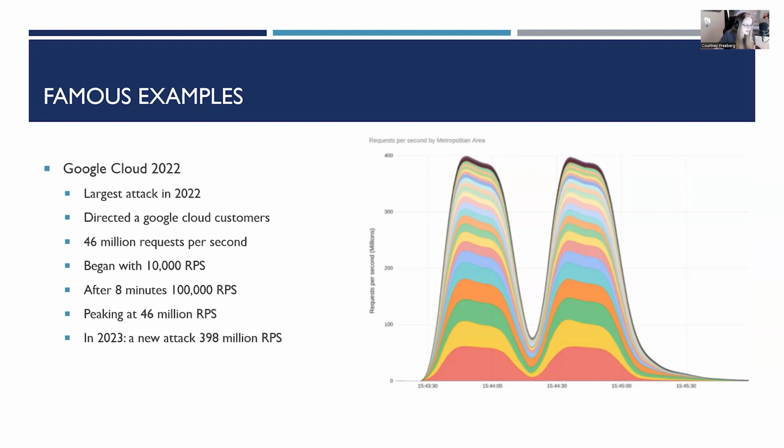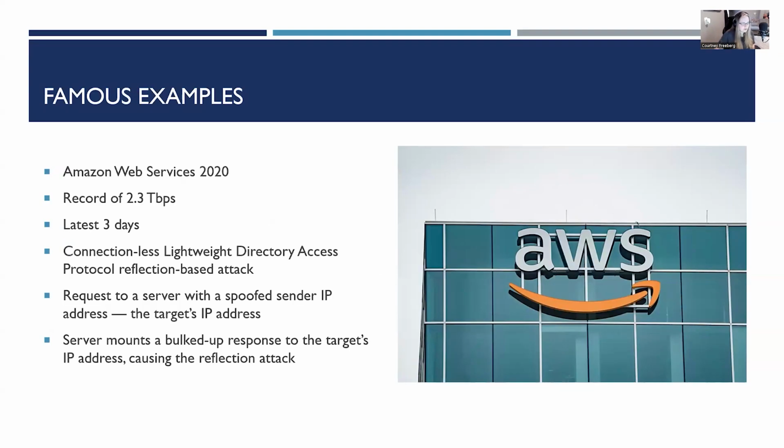And then Google Cloud was actually attacked also in 2023, as I could find. And at that point, they reached a peak of 398 million requests per second. That's what this graph is from. It's from the attack of 2023. So there's another example.